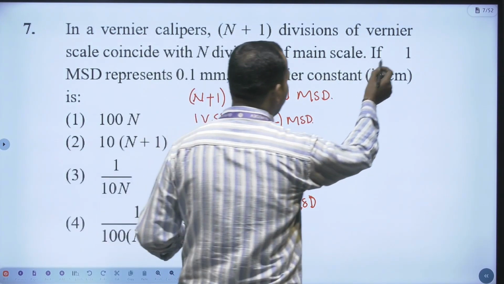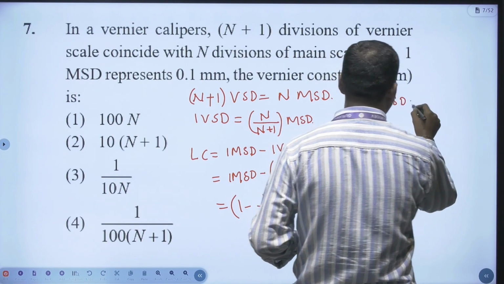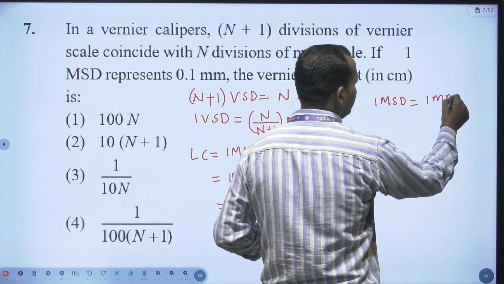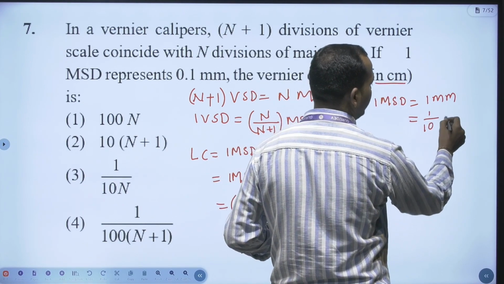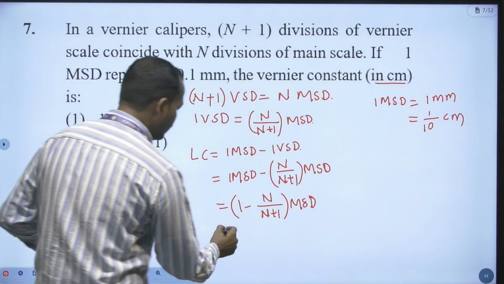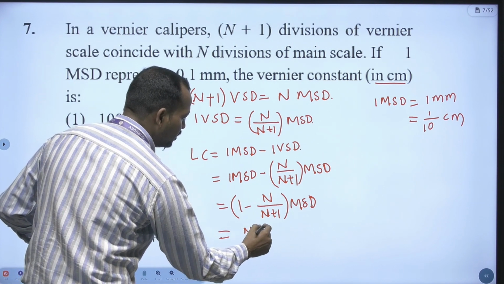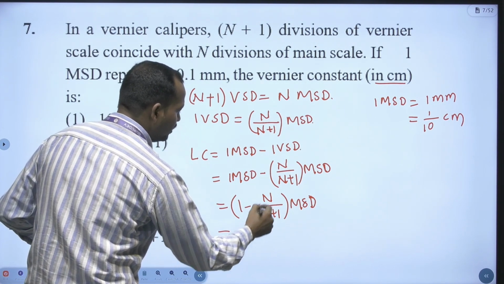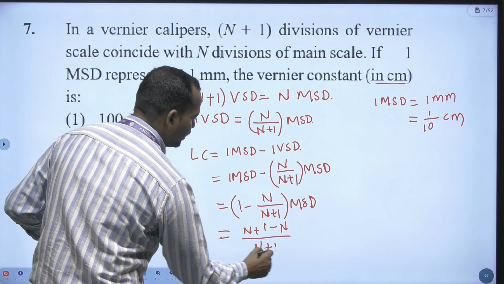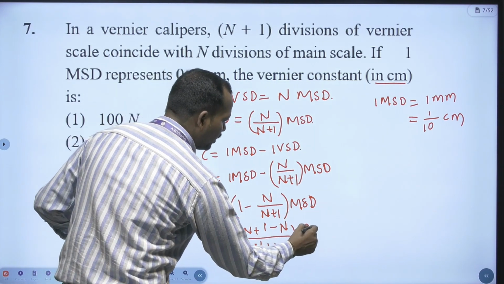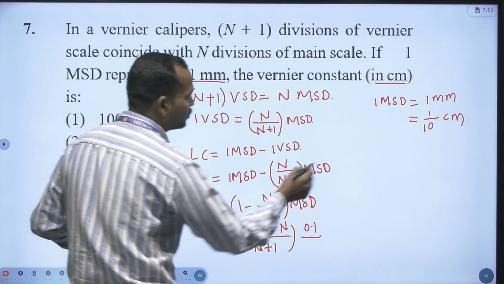So what is the value of 1 MSD? 1 MSD represents 1 mm. But they are asking the answer in centimeter, so that's why you can write 1 divided by 10 centimeter. So here, if you take the answer, that is n plus 1 minus n divided by n plus 1, and this will be 0.1 divided by, 0.1 mm is that, therefore it is 0.1.